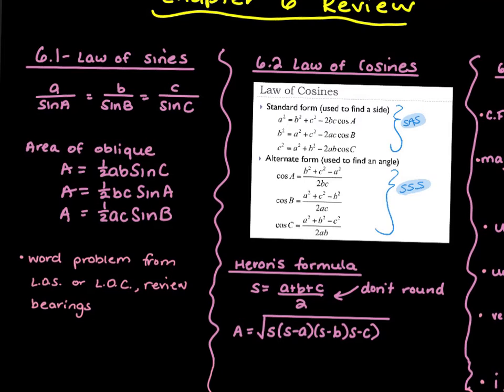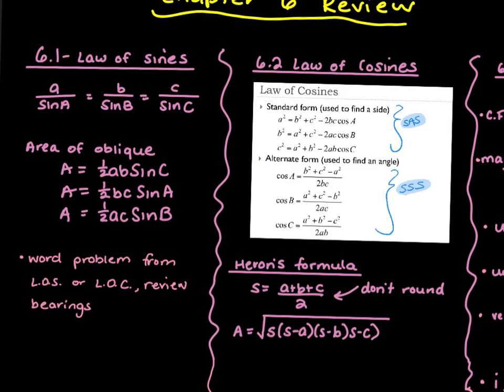Law of cosines, somewhere in your reference sheet, you want to screenshot those reference slides. So the first one is used for side angle side. The second one is used for side side side. Again, same thing. You'll get one triangle for law of cosines. It will either be side angle side or side side side, or you'll get the word problem that will have that information.